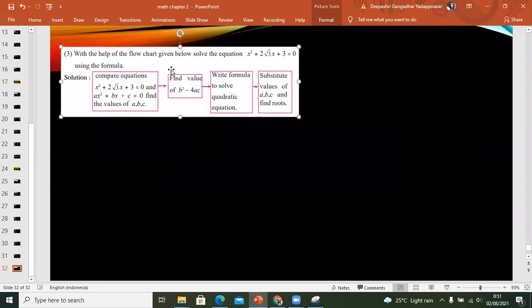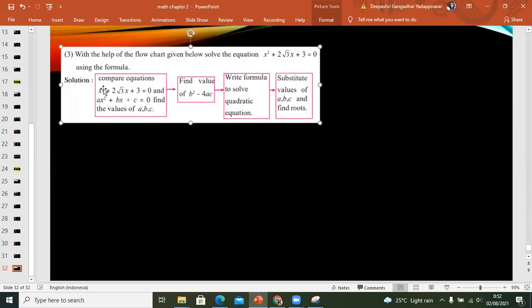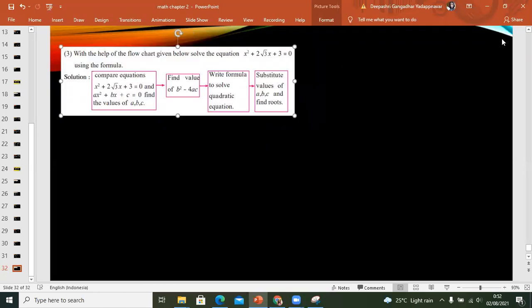With the help of the flow chart given below, solve the equation. The equation is already given to us using the formula. We just have to use that formula and try to solve the question. No need to see these steps because we already know how to solve. So we will just copy the equation first. The equation here is x square plus 2 root 3 x plus 3 equals 0.